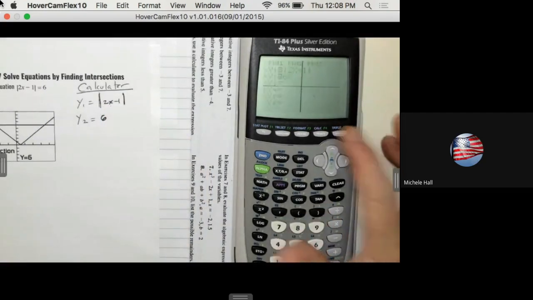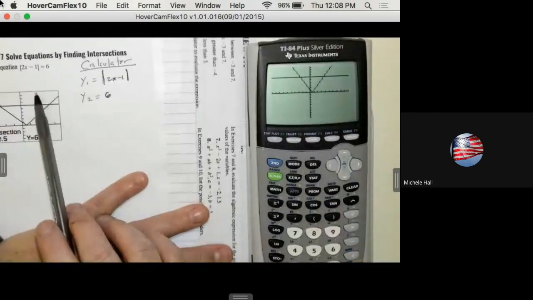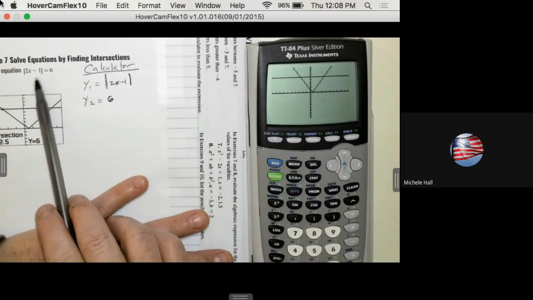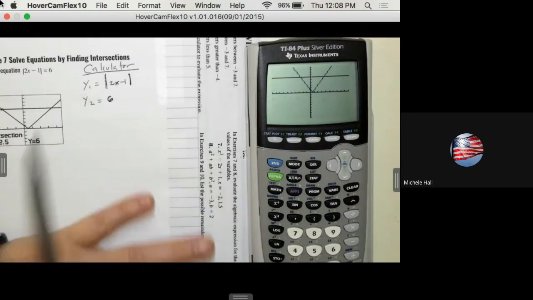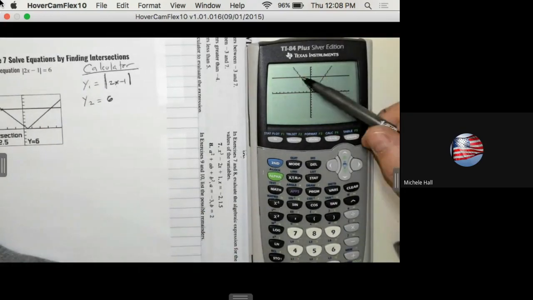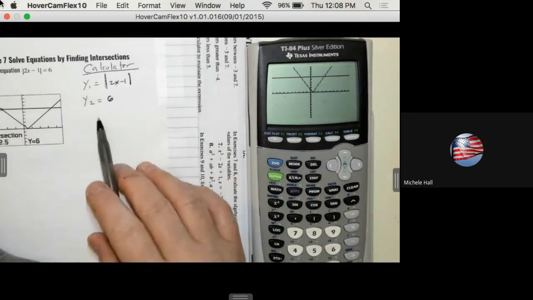And graph. I can find the solutions by graphing both sides of those. Where are they equal to each other? It says the absolute value equals 6 somewheres. Where are they equal to each other? These intersection points are where they're equal to each other. If we know what those points are, we're going to know what the solutions are to this equation.